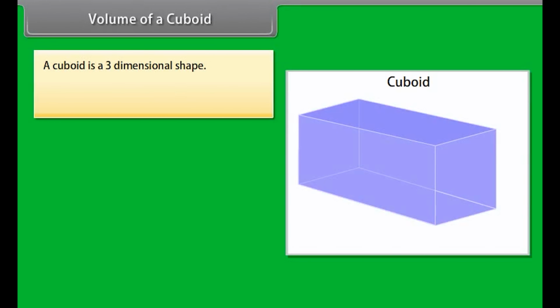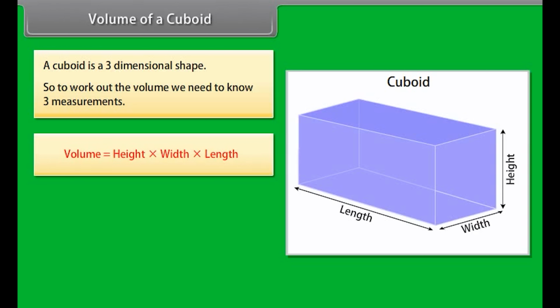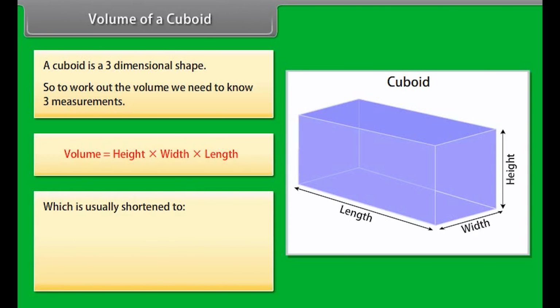Volume of a cuboid. A cuboid is a three-dimensional shape. So, to work out the volume, we need to know three measurements. Look at this shape. There are three different measurements: height, width, length. The volume is found using the formula height into width into length, which is usually shortened to V is equal to H into W into L, or more simply, V is equal to LWH.